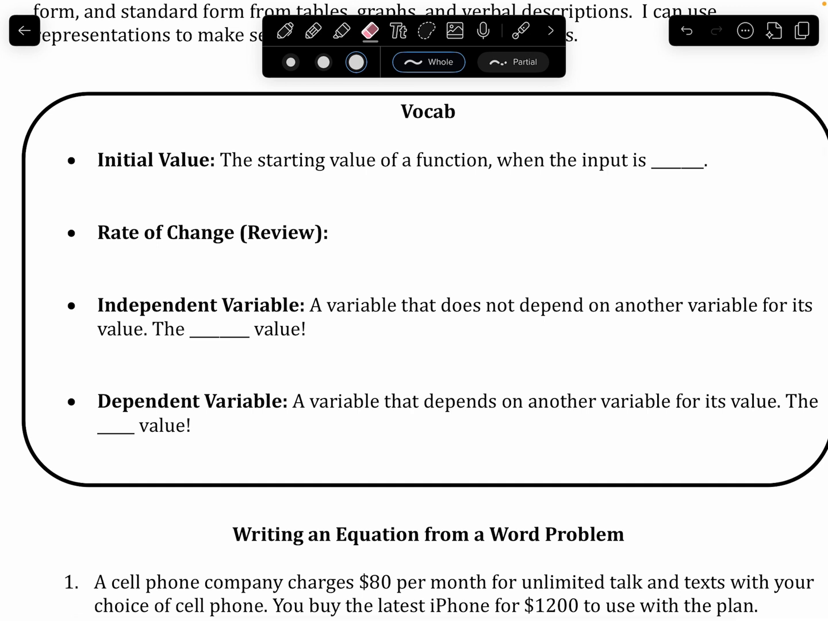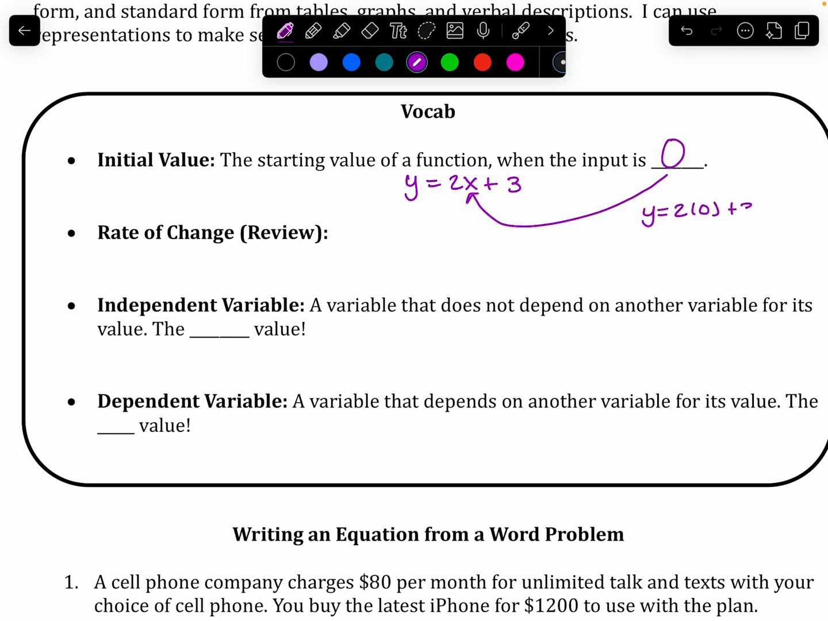So our vocab today, we're going to start with our initial value, and the initial value is the starting value of a function, and that is always going to be when our input or our x value is 0. So if I give you y equals 2x plus 3, and I say, what is the initial value? We can actually look at the equation and know what the initial value is, but if you're not sure, you can always input 0 in for x. That'll give you y equals 2 times 0 plus 3. 2 times 0 is 0, and you are left with 3.